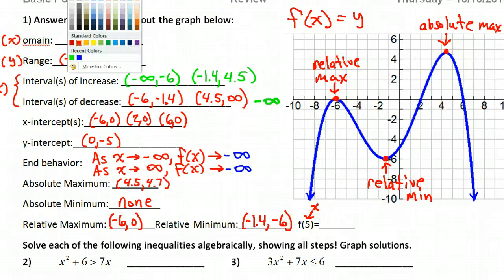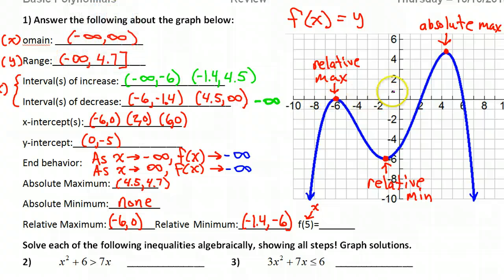I'll go ahead and use the green for this. So here I am at an x value of 5. And I look up and I see that the y value is here. So at an x value of 5, the y value that goes with that is 4. So f of 5 equals 4.